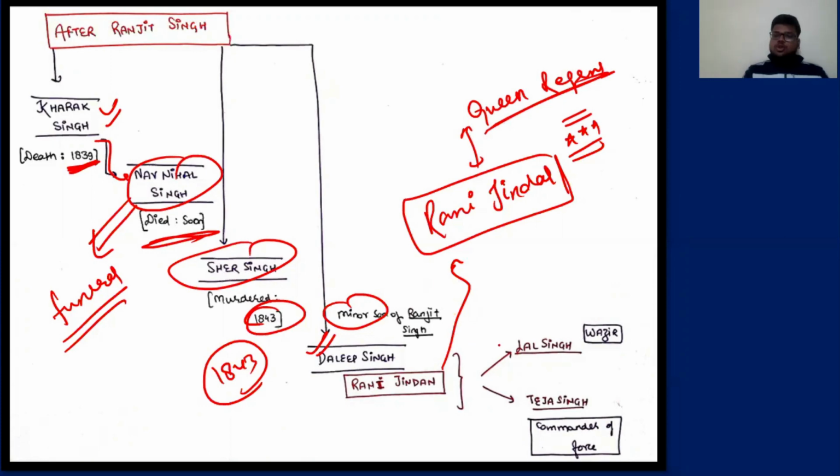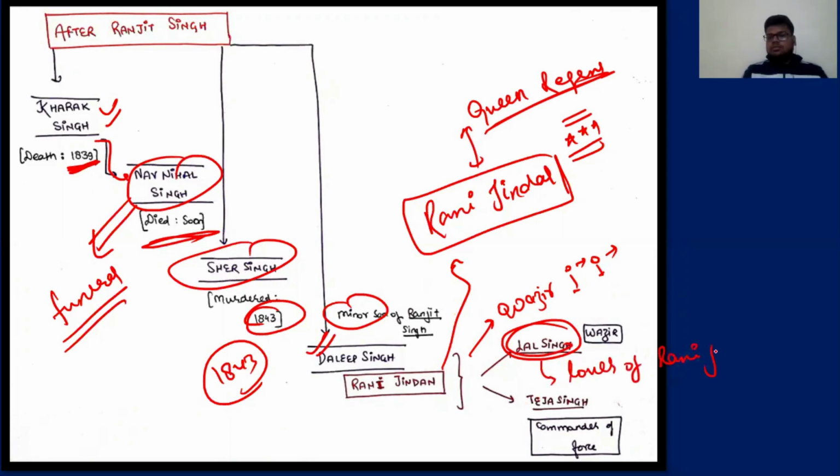Now Rani Jindan also had the problem of selecting her wazir. A lot of wazirs were selected, then they were killed or died, and finally Lal Singh became the wazir, who is said to be the lover of Rani Jindan. And Teja Singh was the commander of the force. Finally, they settled at this combination. So this is the story.